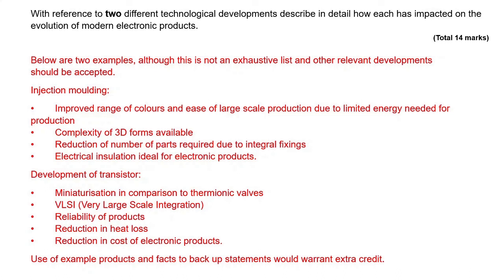And then, as we talked about with the radio, development of the transistor gives you the miniaturization of electronics. So it becomes a lot easier to move around, it becomes a lot more reliable, it doesn't give off as much heat, and it becomes a lot cheaper to produce.